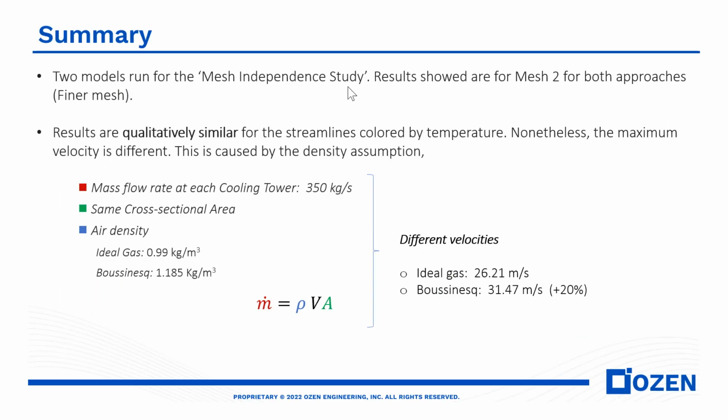Finally, a brief summary. After the mesh independence study, the results show similar temperature contours, but different velocity values in the domain. For the cooling towers, for instance, we got a 20% difference between the two models.